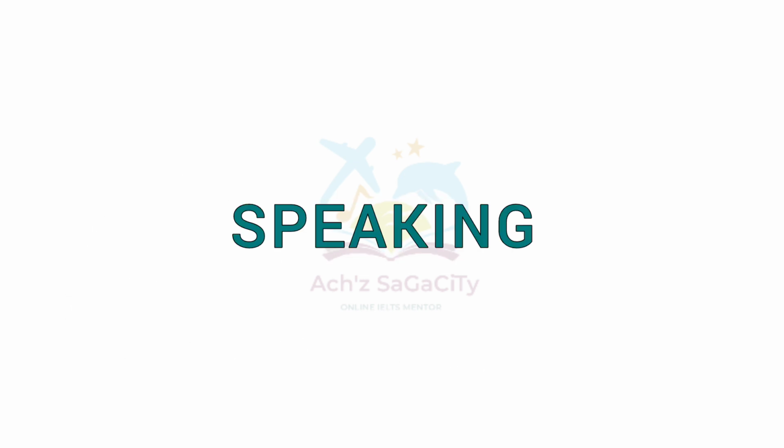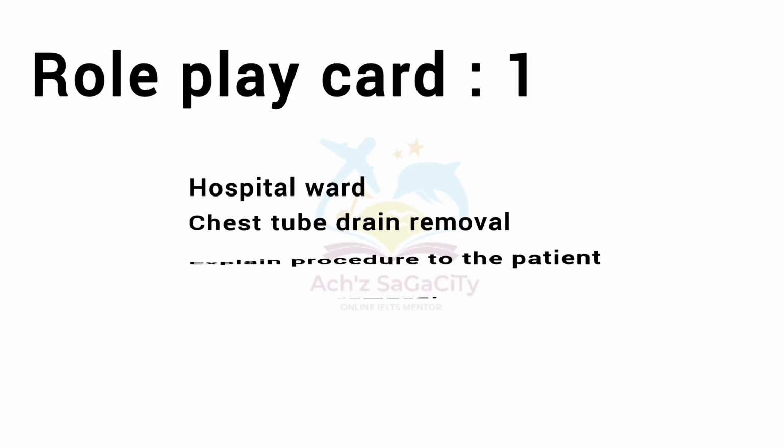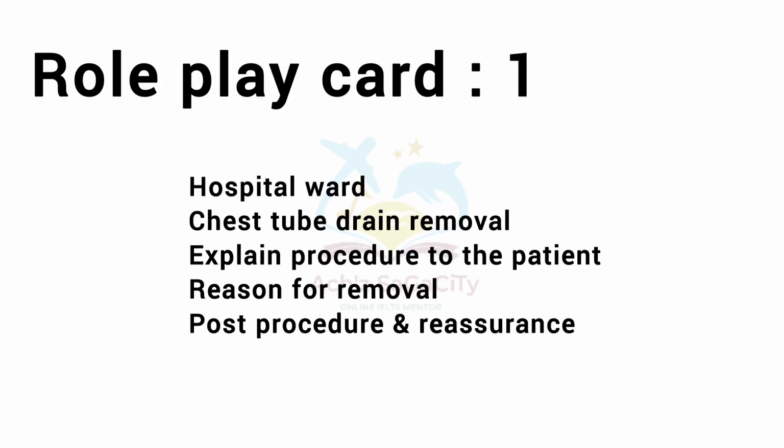Now coming towards the next module, speaking. So the first role play card about the situation was hospital ward. It's about chest tube drain removal. We need to explain the procedure to the patient, the reason for the removal, the post procedure care, and all the things they want to consider. So we need to reassure the patient.